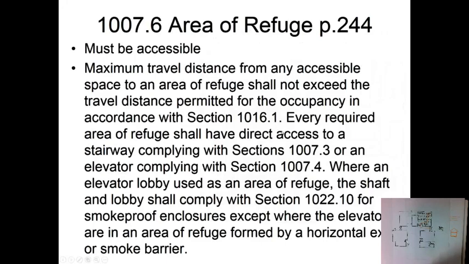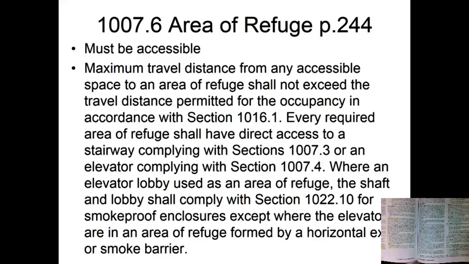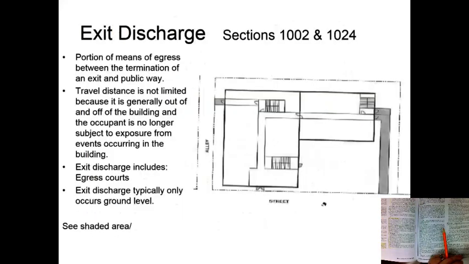Area of refuge, we've talked about. There's different types of sections within your building. If you look in, of course, traveling, and look on page 244 in your IBC code book, there's a whole section here of area of refuge. Read this, highlight. Very important that you understand how all that works. Exit discharge. That's going back here. Once you exit out of the building, this is your discharge. Okay?